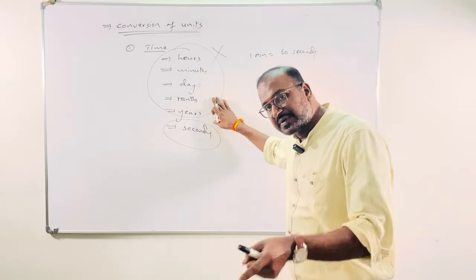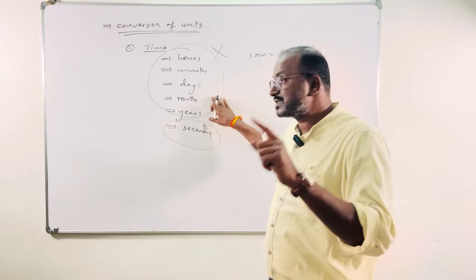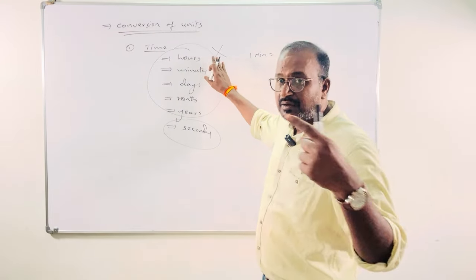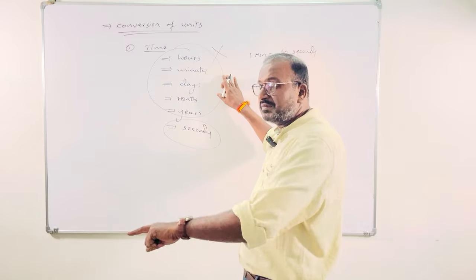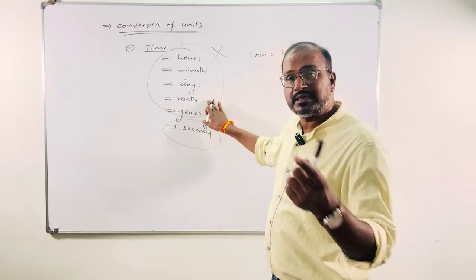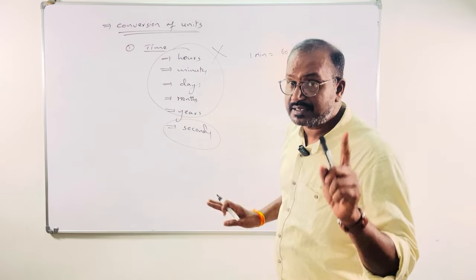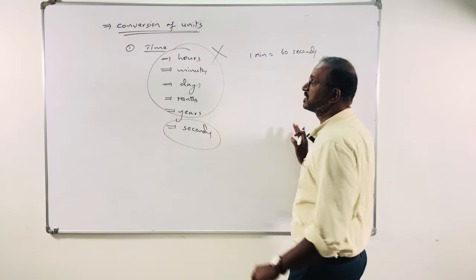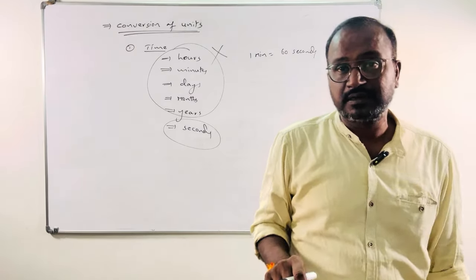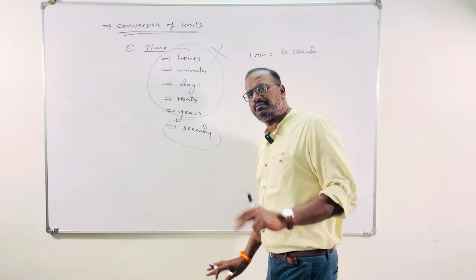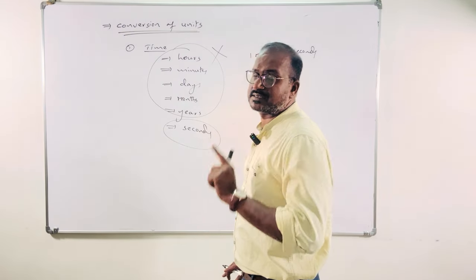If the question gives hours and asks in hours, gives minutes and asks in minutes, gives days and asks in days, gives months and asks in months, you can use them directly. But if nothing is specified, and the question has hours, minutes, days, months and years, don't use them directly. Convert that into seconds. Compulsorily you have to convert that into seconds.